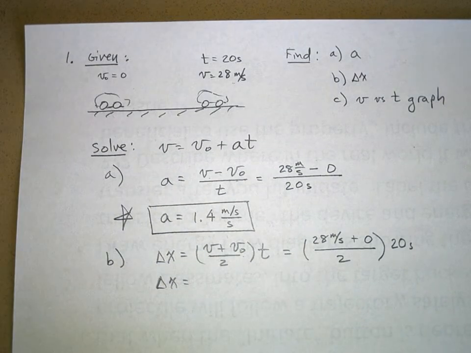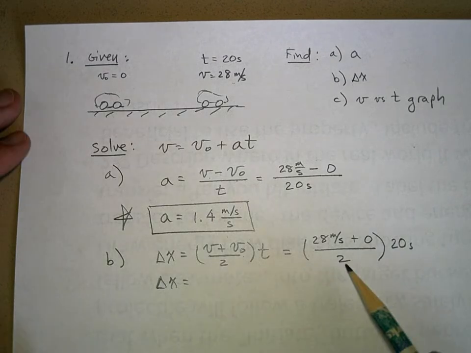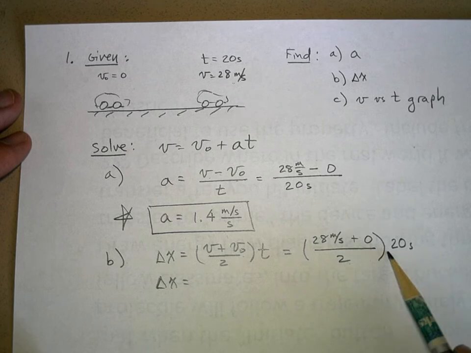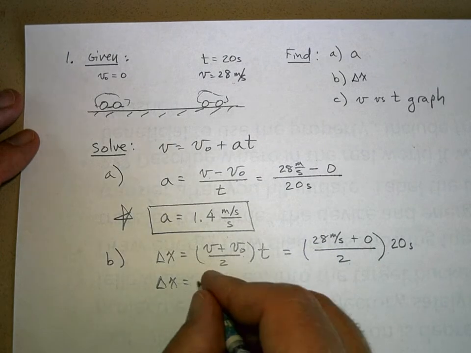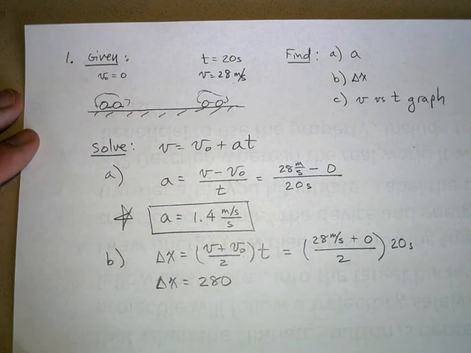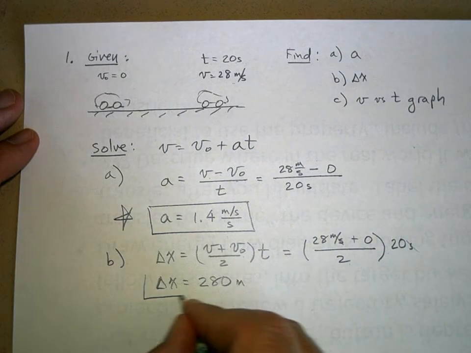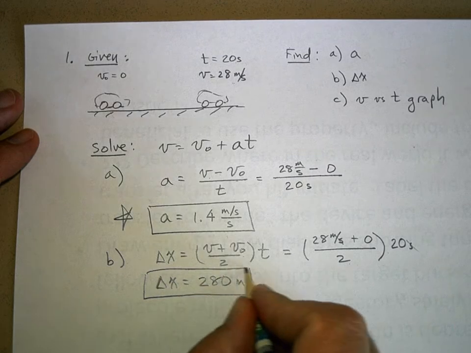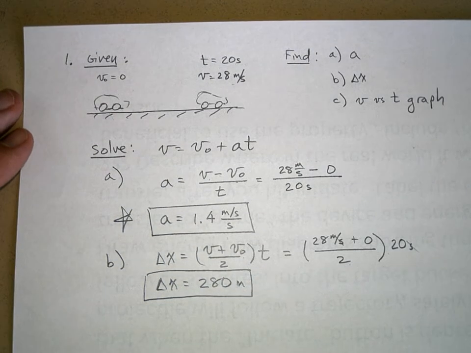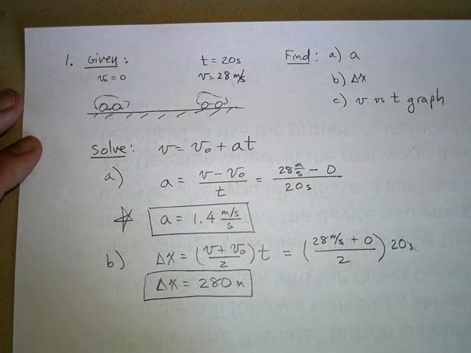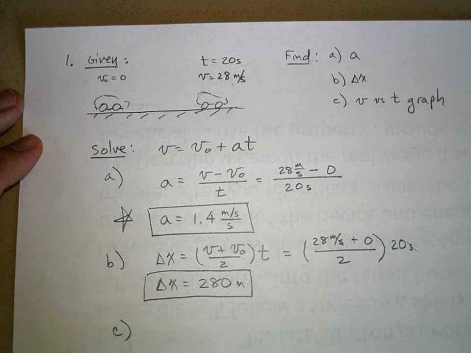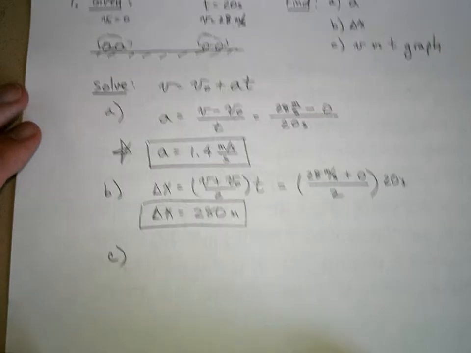So delta x equals, well, let's see, 20 divided by 2 is 10, times 28 is 280 meters, because the seconds will cancel and you get meters. Okay? And now for part C, we're going to draw the velocity versus time graph.